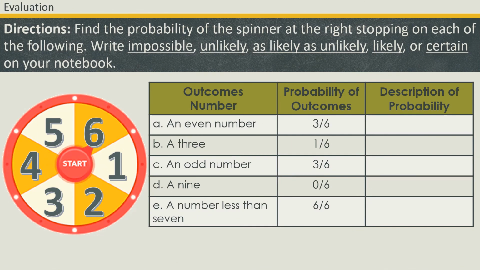Directions. Find the probability of the spinner at the right stopping on each of the following. Write impossible, unlikely, as likely as unlikely, likely, or certain on your notebook.